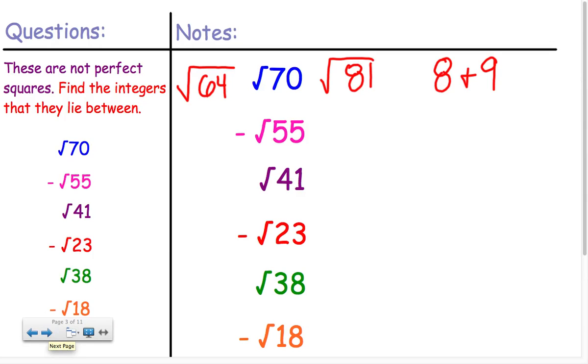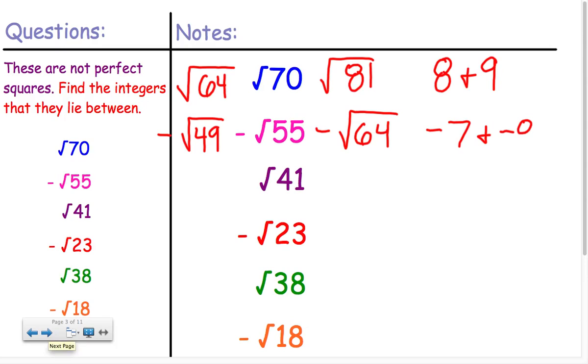The negative square root of 55 falls between the negative square root of 49 and the negative square root of 64, which is negative 7 and negative 8. Square root of 41 falls between the square root of 36 and the square root of 49, which is 6 and 7.